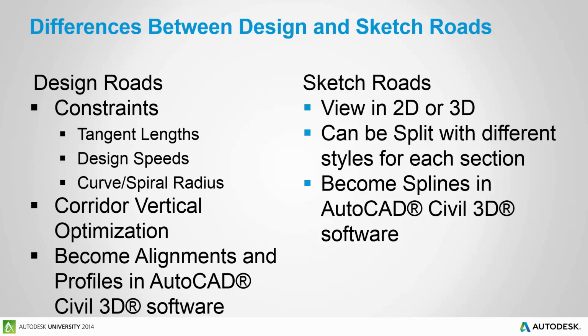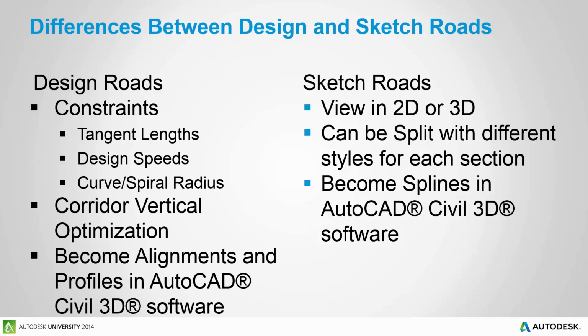If you want to add design constraints, you may want to consider using design roads to provide a way to add design constraints to the road. The design constraints that can be used include setting the tangent length, the curve type, whether you use a curve or a spiral curve spiral, and you can set the radius as well as the design speed. And if you have the Autodesk Roadway Design for InfraWorks 360 module, you can also optimize the design road to balance cut and fill quantities.